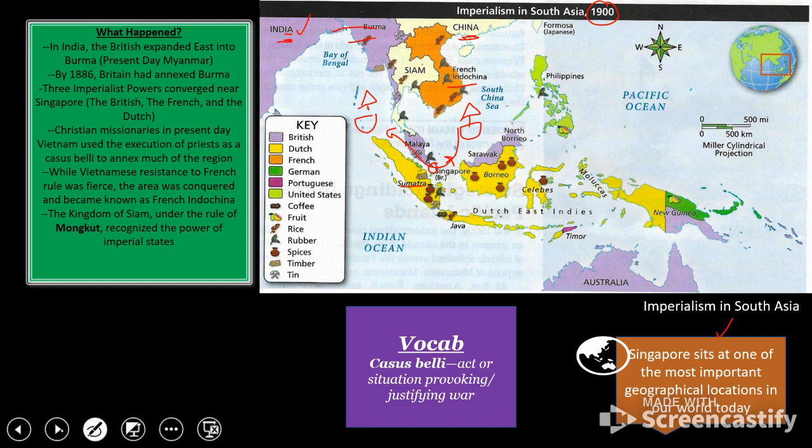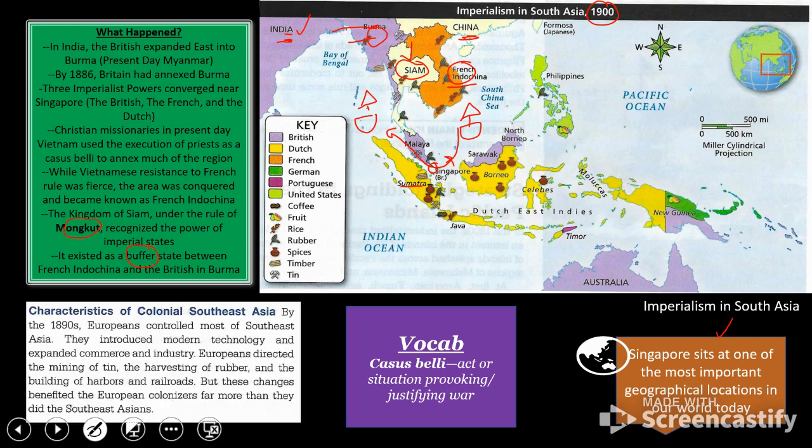The Kingdom of Siam actually remained mostly independent from the British or the French. Under the rule of its king, Mongkut, at the time, he recognized the power of the imperial states. And while there were several treaties which subjected the Kingdom of Siam to British and French rule, it largely remained independent for a couple of reasons. It also existed as a buffer state between the British and the French. So the buffer state is this idea that French interests and British interests don't collide in one particular area, so they have a buffer state remain independent in between the two.